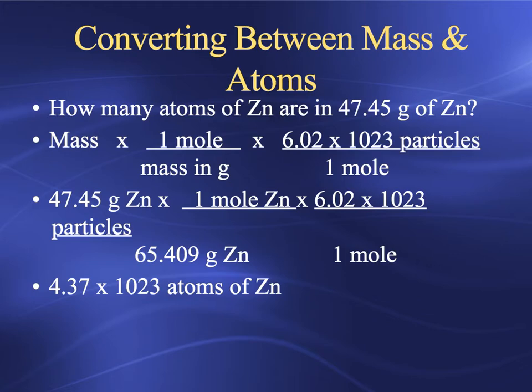Okay, so here are just some additional practice problems. How many atoms are there of zinc in 47.45 grams of zinc? Well, because this looks like a whole mess, I'm just going to do this on a new slide. So I have 47.45 grams of zinc, and I want to figure out how many atoms that is. So we had 47.45 grams of zinc, and we want to figure out how many atoms. That's our goal, how many atoms?